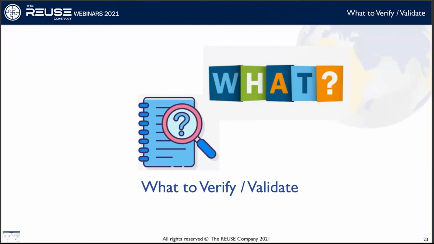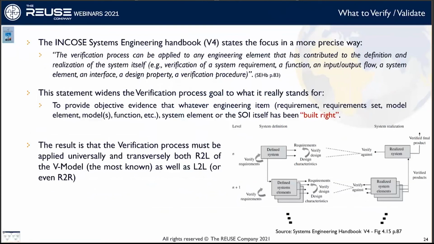Now, what to verify or what to validate? If we go back again to the references that we use, standard and the handbook, it's clear. We have to be able to verify everything. That's just so clear. Even if at the beginning I just said to verify the system and to validate the system, it's clear: the verification process can be applied to any engineering element that has contributed to the definition and realization of the system itself. So we can verify everything. We should verify everything in principle. Remember that the fewer errors we get early in the life cycle development, life cycle model, the better it is for the whole system. So if we can verify and validate things before we are on the hardware side, it would be very, very good.